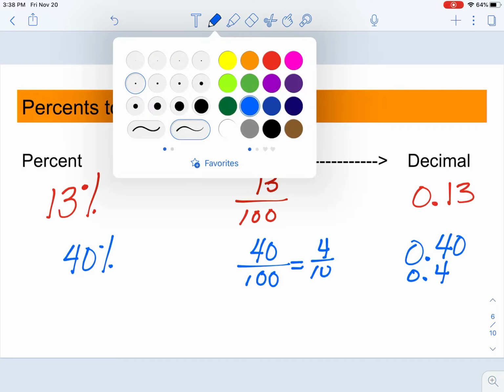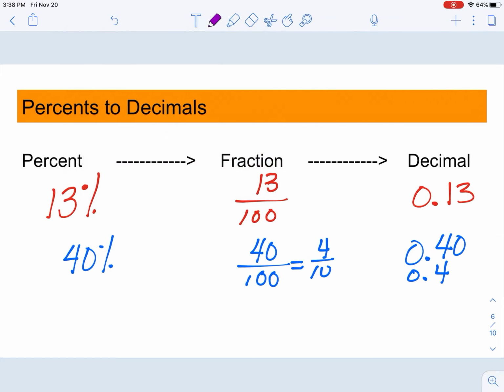Let's look at one more example. Let's look at the example of 7%. 7% is the same thing as 7 over 100, 7 hundredths. When we write it as a decimal, we just need to make sure we put the 7 in the hundredths place. Remember, the hundredths is the second spot after the decimal. So we would have to put a 0 in there since there are no tenths.